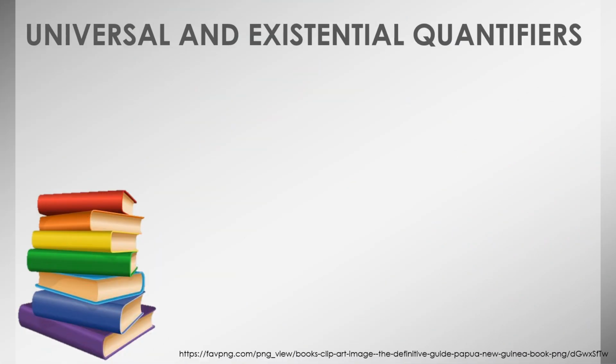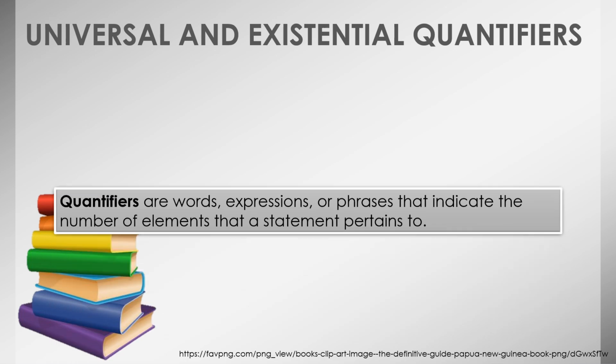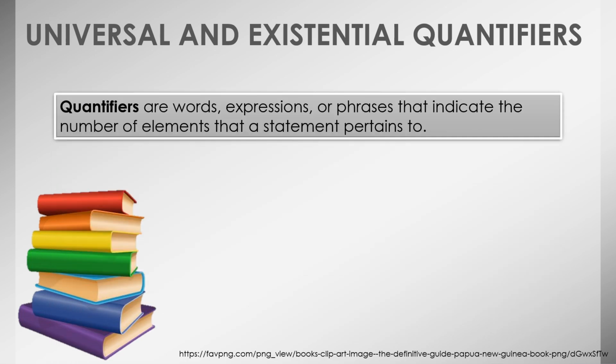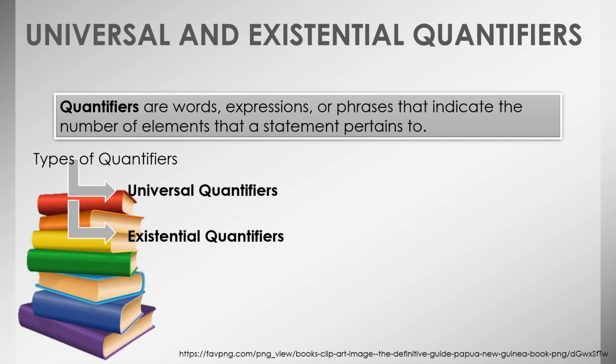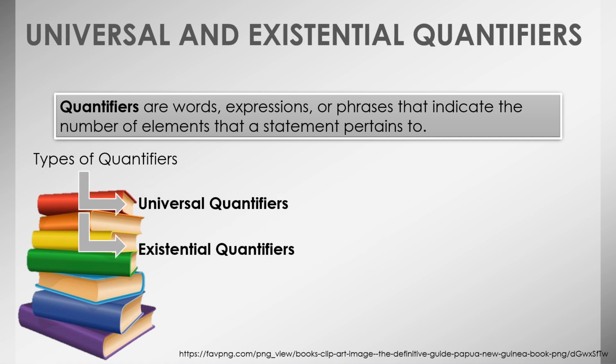So, for the next topic, let us have the universal and existential quantifiers. Quantifiers are defined as words, expressions, or phrases that indicate the number of elements that a statement pertains to. It has two types, the universal and existential quantifiers. These are quantifiers that are used to indicate whether a statement is a universal or existential statement.